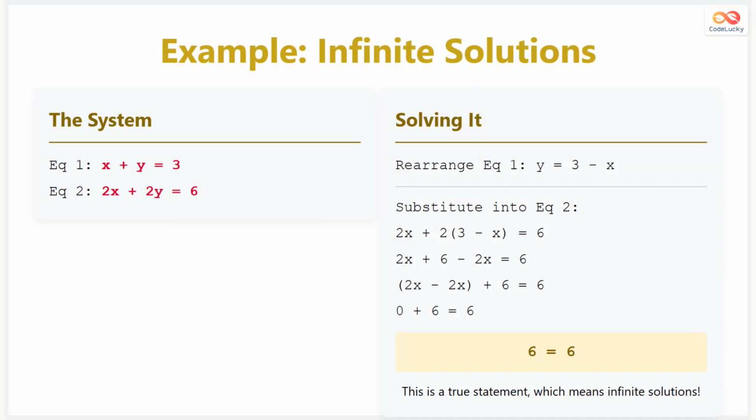Consider the system where equation 1 is x plus y equals 3 and equation 2 is 2x plus 2y equals 6. Notice that the second equation is just the first one multiplied by 2. If we try to solve this, for instance by substituting y equals 3 minus x into the second equation, we get a statement like 6 equals 6. This is always true, which tells us there are infinite solutions.